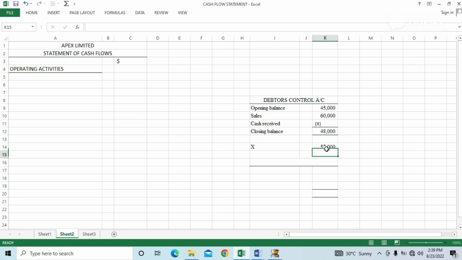So I'll move to my cash flow statement. As I've indicated, Apex Limited statement of cash flows. Then under the operating activities, since debtors or selling of goods and services is under the operating activities, I'm going to put this one there. So I have cash received from customers. Cash received from customers, and the amount is 57,000.